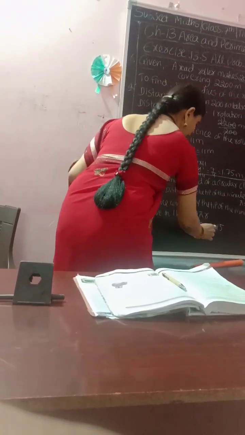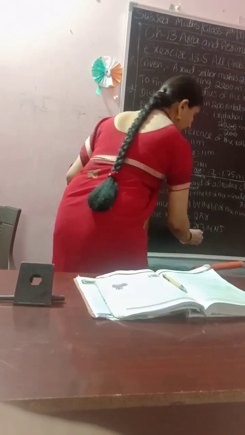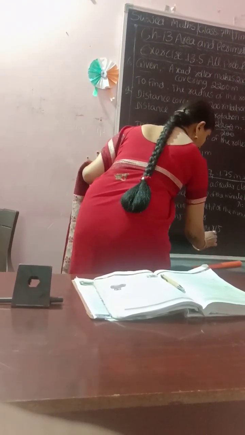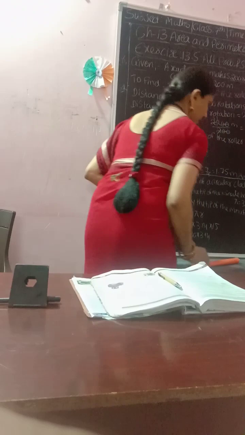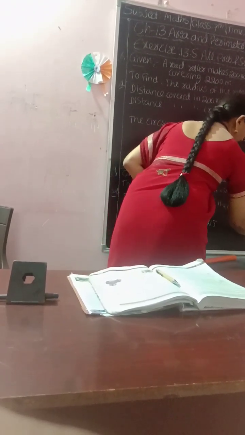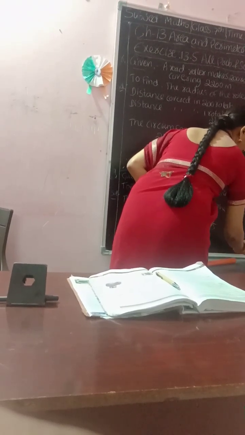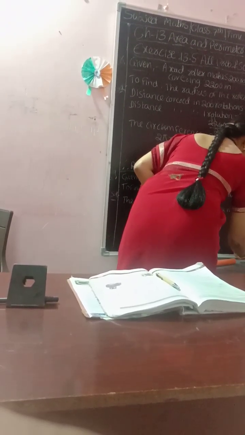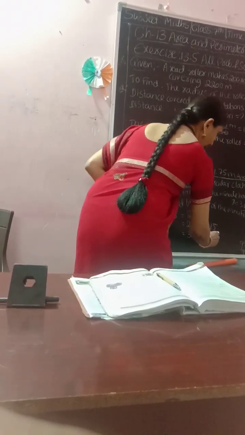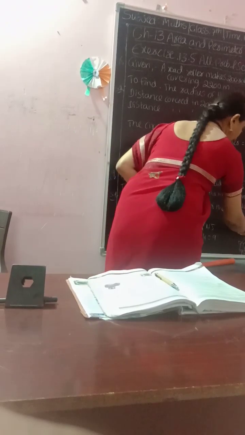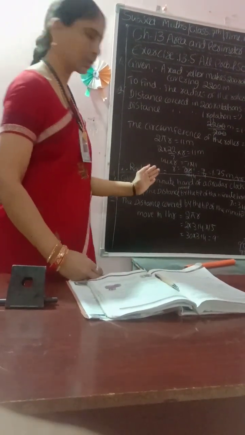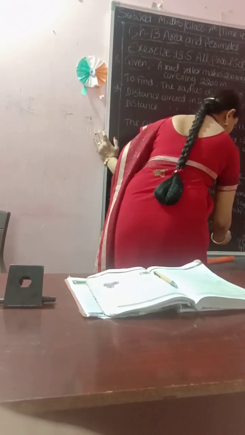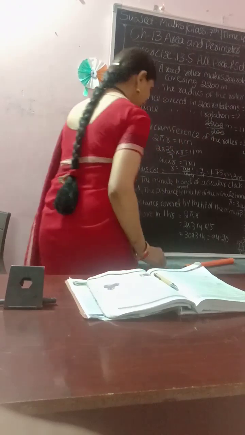So 2 times 15 is 30, and 30 into 3.14. Multiplying 3.14 by 30, we get 9420. Put the decimal point after moving two decimal places, so it is 94.20.